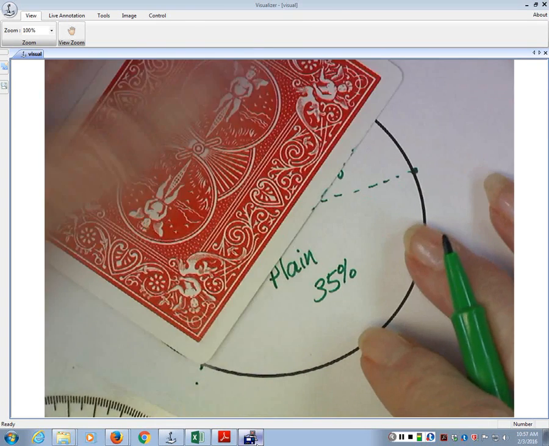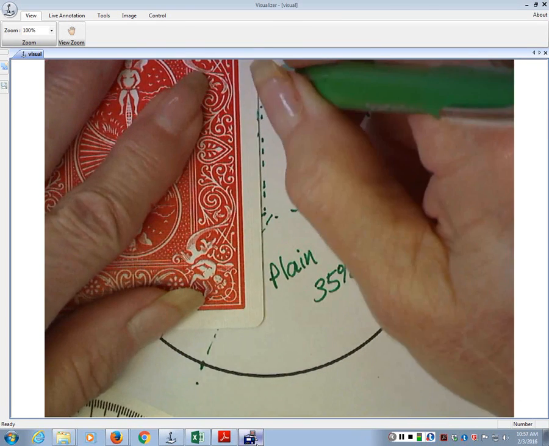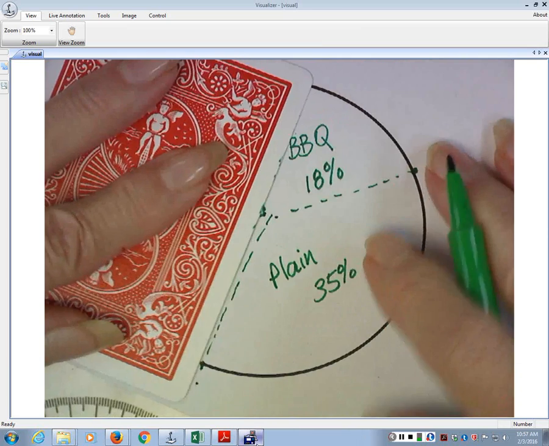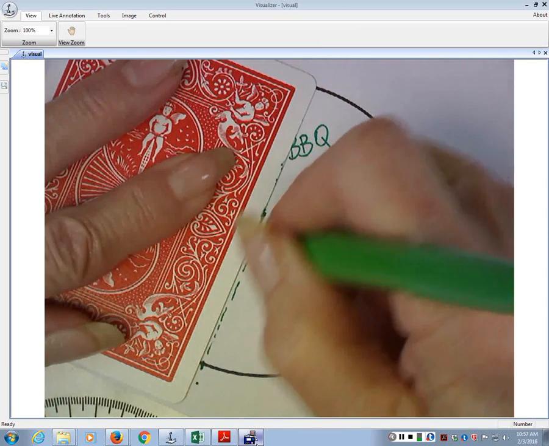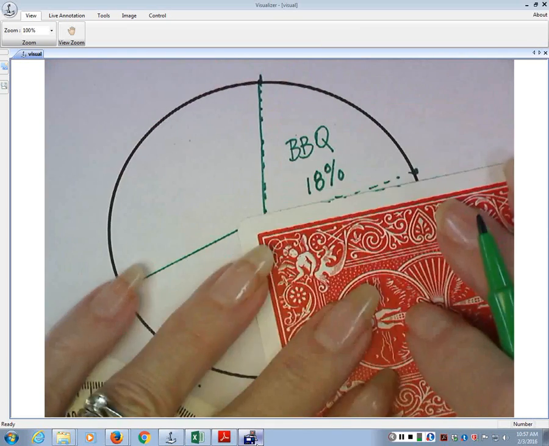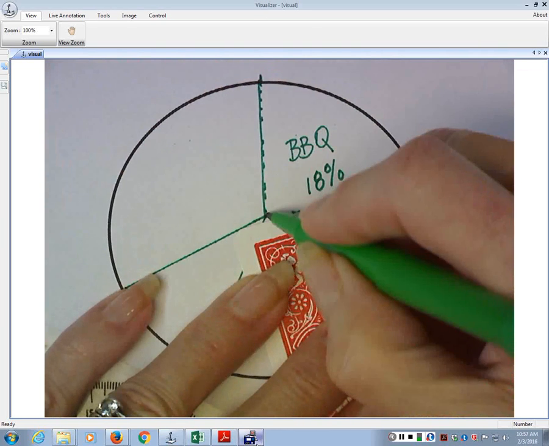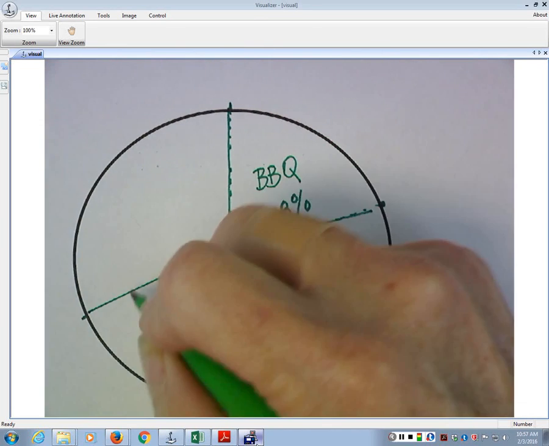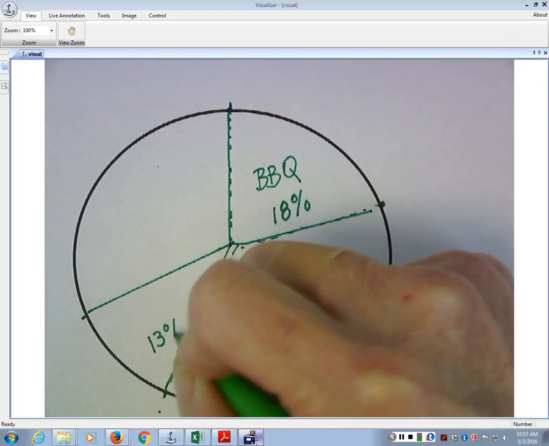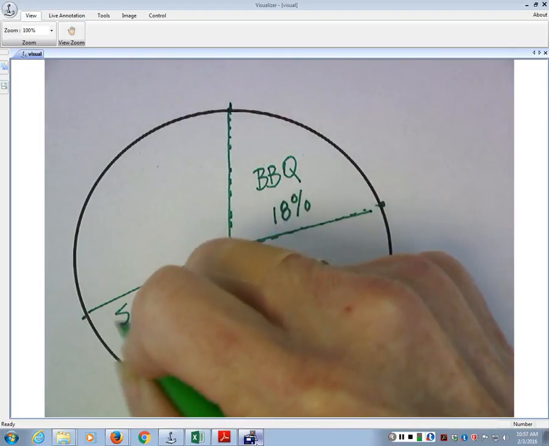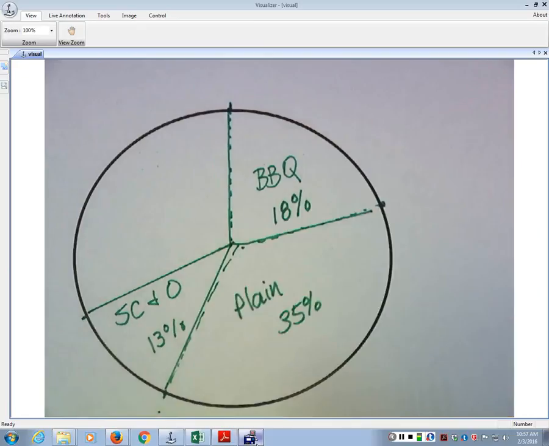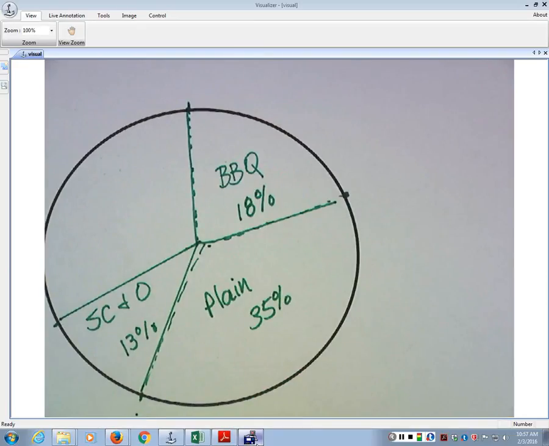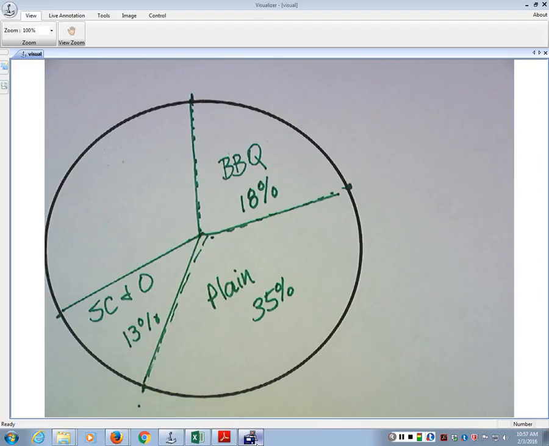I'll solid my lines up now since I'm getting down to the point where I can kind of tell where the center is. So that is 48 degrees, which is 13%. And since my labeling is getting a little bit tight there, I'm going to just say that's sour cream and onion. And then I have 31 degrees and 89 degrees. And if I find either one of those, the other one's what's left.